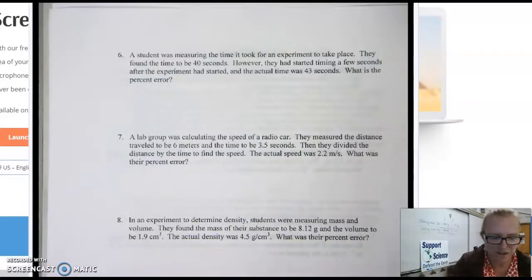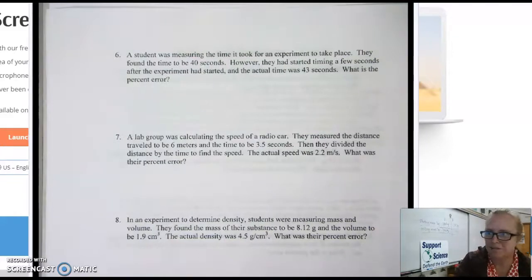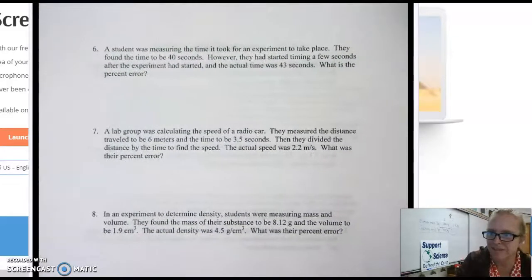Hi Chemistry, I wanted to demo a couple of percent error problems for you, and we'll see how this works. It's my first time doing Screencastify with my DocuCam, so that's kind of exciting.